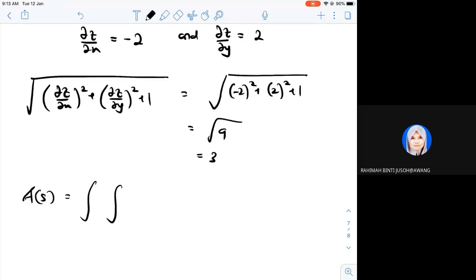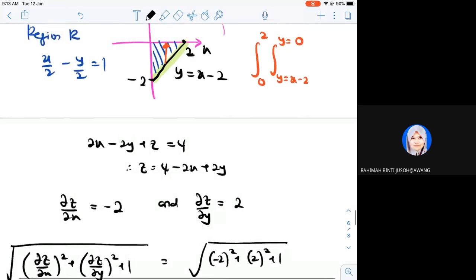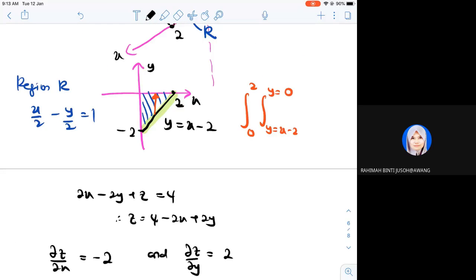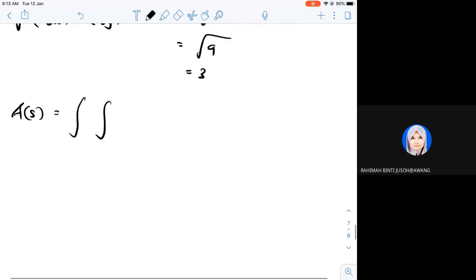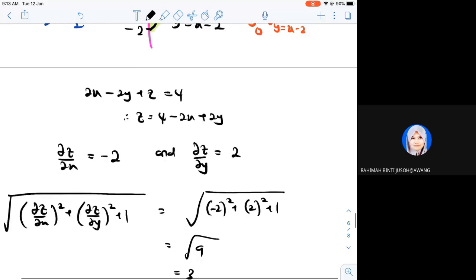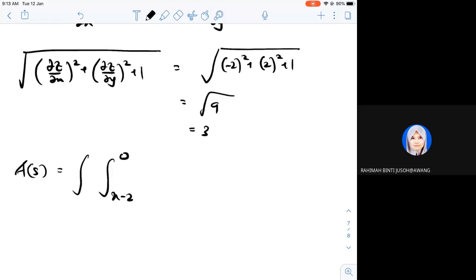Okay, so now we can proceed calculating the surface area. Equals to double integration. Yang tadi tu lah limit tadi tu, yang saya suruh you cari berdasarkan region R tadi. So Y equals to from X minus 2 until 0. And then X daripada 0 sampai 2. And then put 3 in the middle because we got 3 just now, right? And then dy dx.